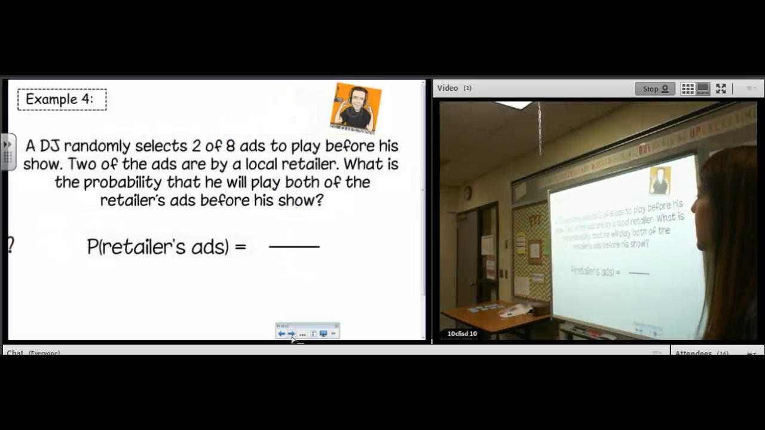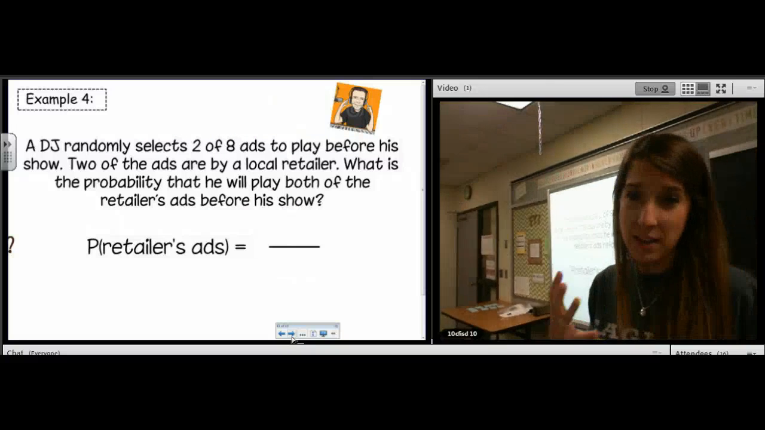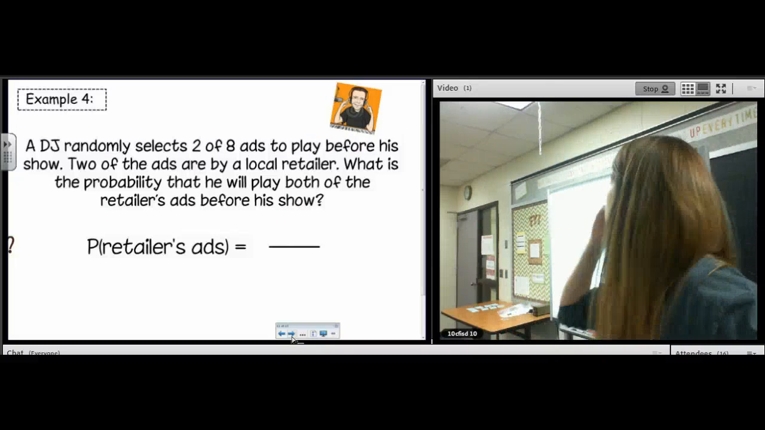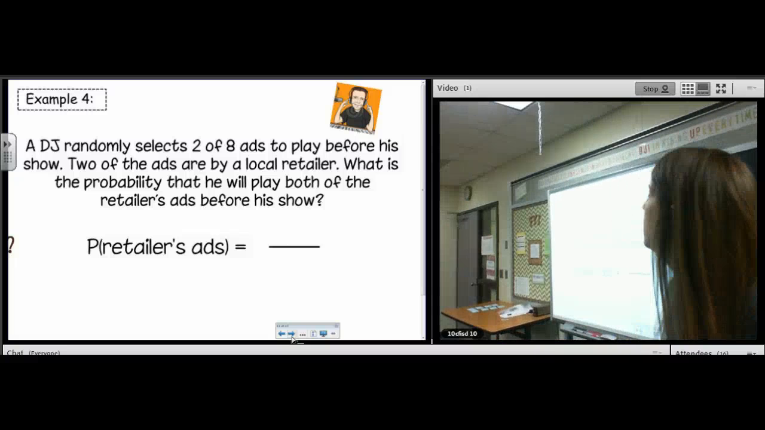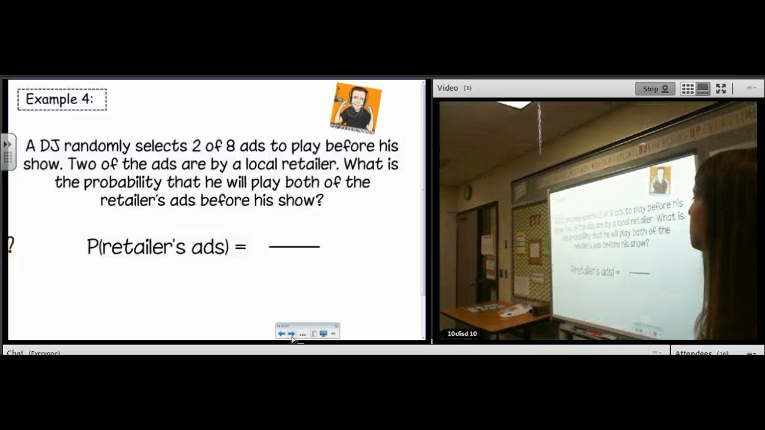A DJ randomly selects 2 of 8 ads. When I say ads, I mean an advertisement, like a commercial, to play before his show. 2 of the commercials are by a local retailer. What is the probability he will play both of the ads before his show?